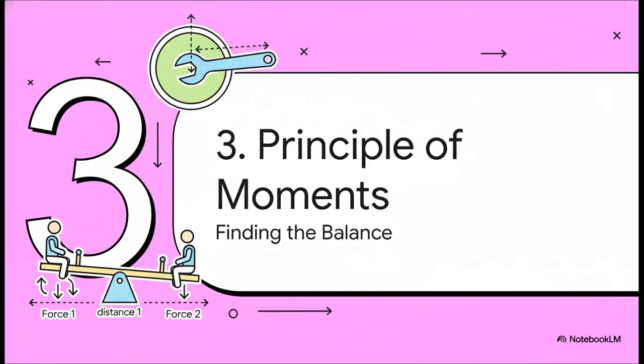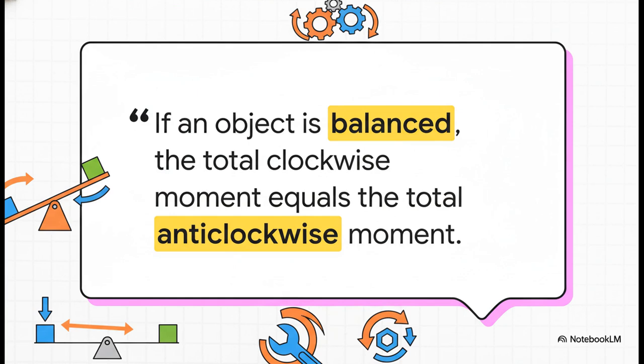All right, so calculating one moment is sorted. But what about in the real world where things are a bit more complicated? Like a seesaw at the park with kids on both ends. How do you get it to balance perfectly? Well, for that, we need the principle of moments. And this right here is the golden rule, the law of the land for balancing things. It comes straight from the AQA spec.